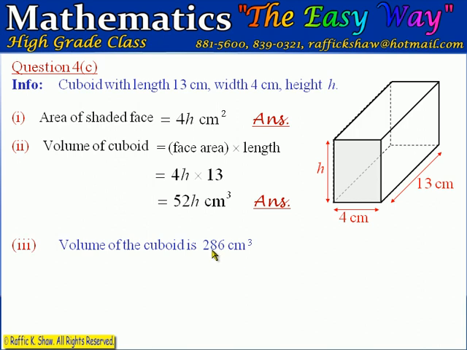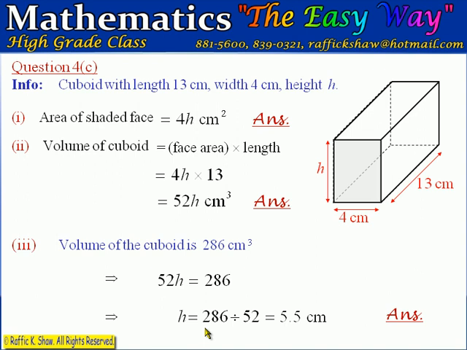And we are told now that the volume is actually 286 cm cubed. So we can go ahead and equate those two things, the 52h and the 286. And then if we divide by the 52, we end up with h being equal to 286 divided by 52, and therefore the height is 5.5 centimeters. The h is actually 5.5, right?